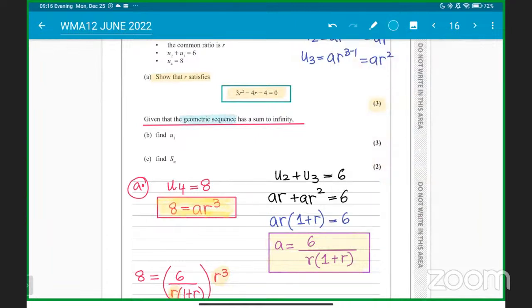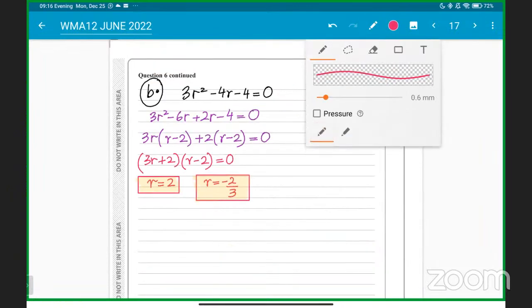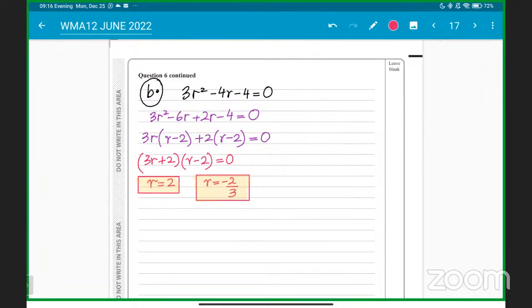Okay. Given that the geometric sequence has a sum to infinity, students need to understand this means that in order for the sum to infinity to exist, the geometric sequence needs to be convergent. You may have heard the word convergent, although the word is not important. It means that if the sum to infinity exists, the common ratio is between -1 and +1. Is everyone getting it?